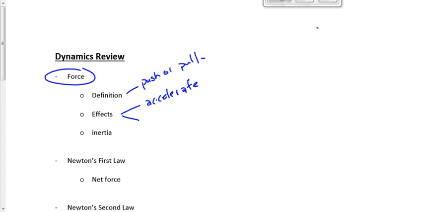By accelerate, I mean, we can speed the object up, it can slow the object down, or it can change the direction of the object. Okay, what's the other thing that a force can do? Yeah, it can deform it, it can change the shape of it.